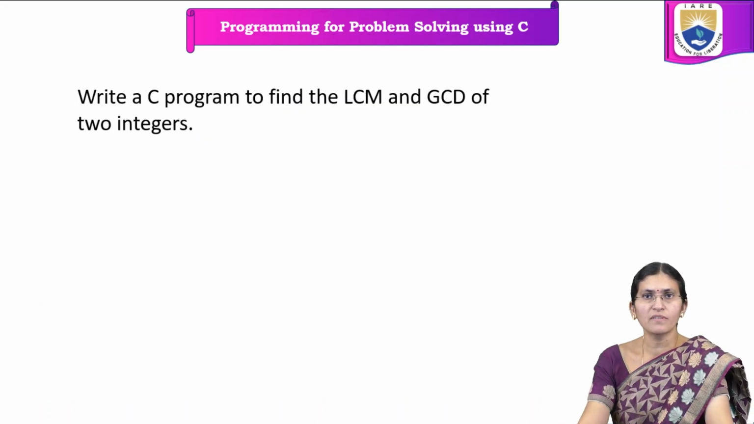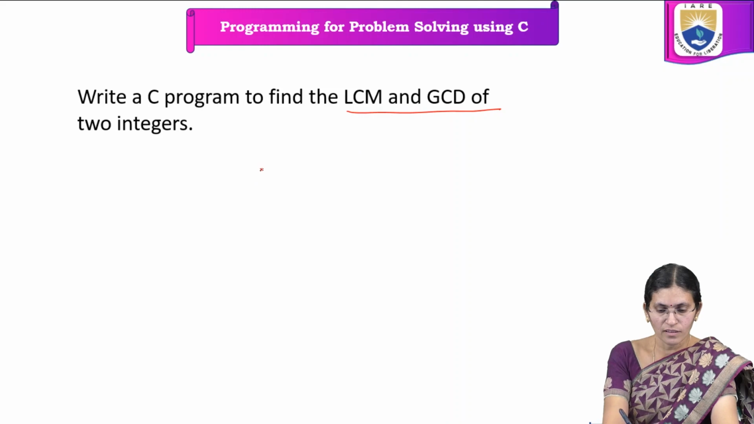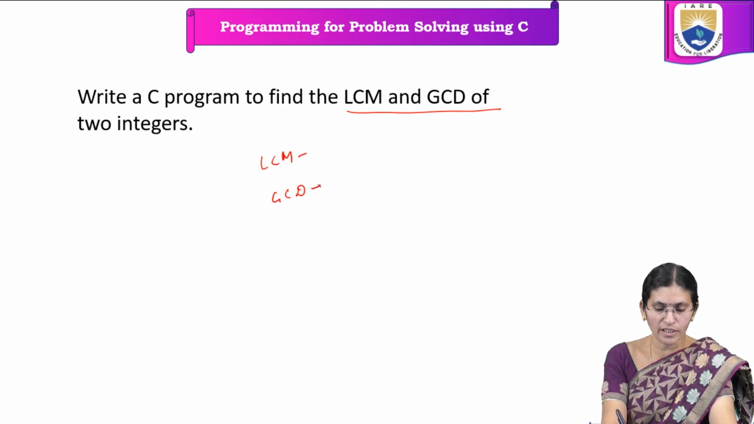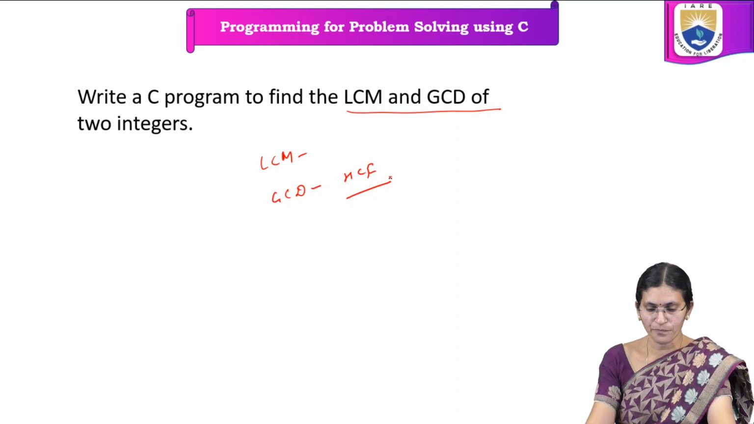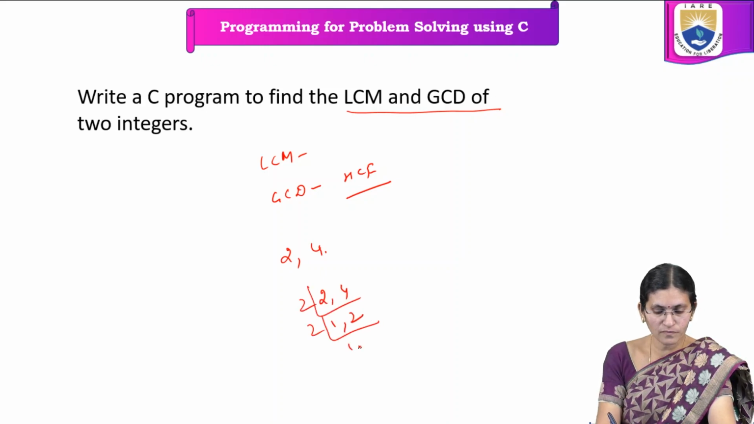So the next program is to find the LCM and GCD of two integers. LCM is the least common multiple, and GCD is the greatest common divisor. It is also called HCF, that is highest common factor. Suppose we have two numbers 2 and 4. We can find the LCM of these two numbers this way. So the LCM of 2 and 4 is 4.